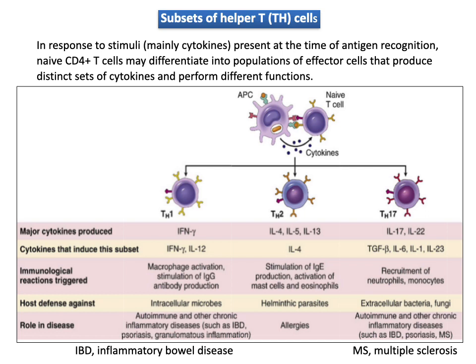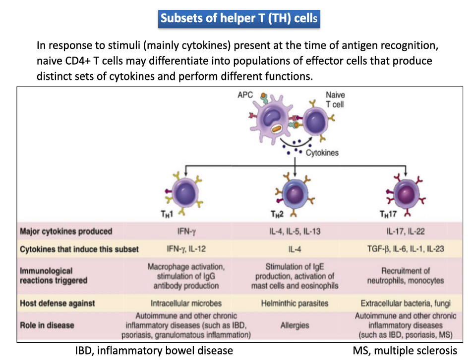Now, you have different subtypes of helper T cells. So these are CD4 positive T cells or helper T cells. You have 3 subtypes: helper 1, helper 2, and helper 17. Helper 1 serves to secrete cytokines that stimulate macrophages. And the major cytokine here is interferon gamma.